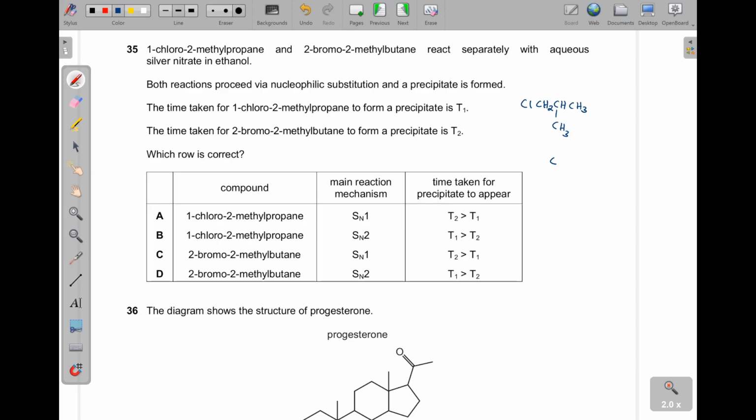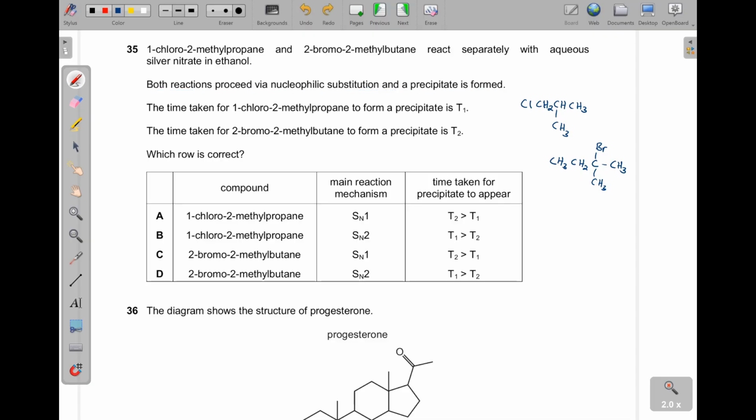So we have 1, 2, 3, 4. It's a butane. So CH3, then I'm saying 2-bromo, then 2-methyl. So I can say CH2, then CH3. That's what we are having there. Both reactions proceed via nucleophilic substitution and a precipitate is formed.